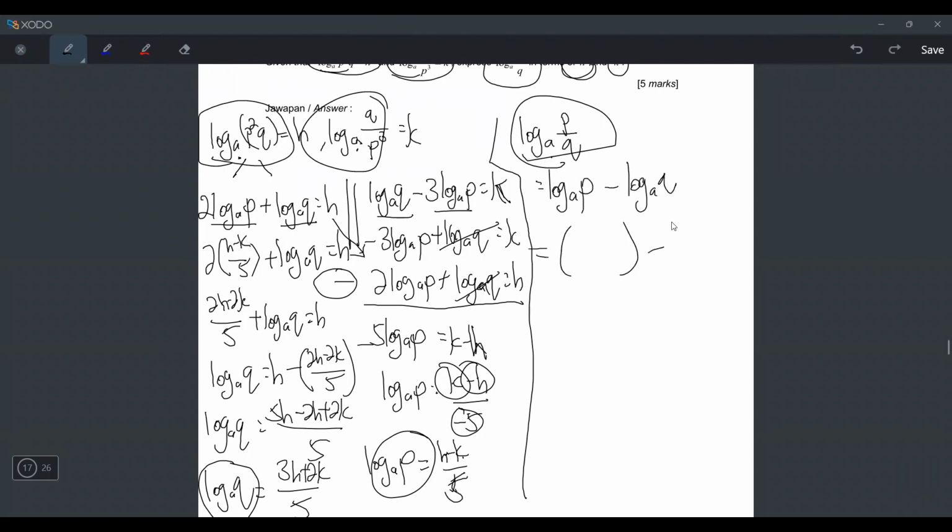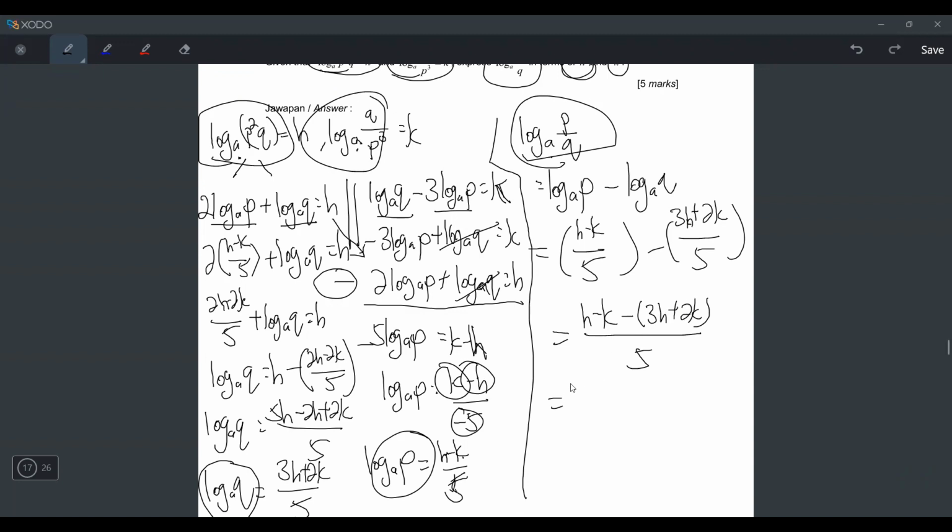And then now I can just bracket. Log AP is this, H minus K over 5. And then log AQ is this, 3H plus 2K over 5. And now since they have the same denominator, I can combine them into one, because the denominator is already the same, and then it will be H minus K minus bracket 3H plus 2K. The other bracket is important, because if you don't put the bracket, you think it's a plus, but it's actually minus. So H minus K, open the bracket, minus 3H plus 2K, becomes minus 2K over 5. Final answer: H minus 3H is negative 2H, negative K minus 2K is negative 3K, over 5.